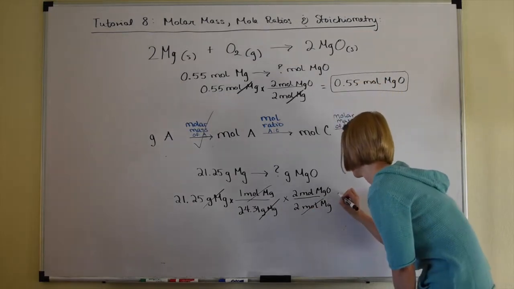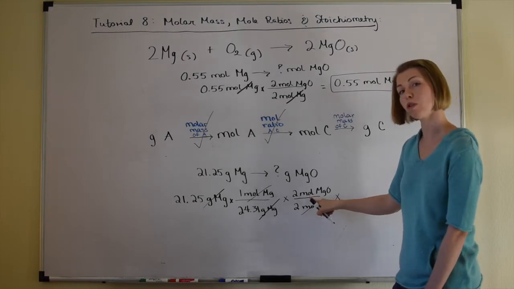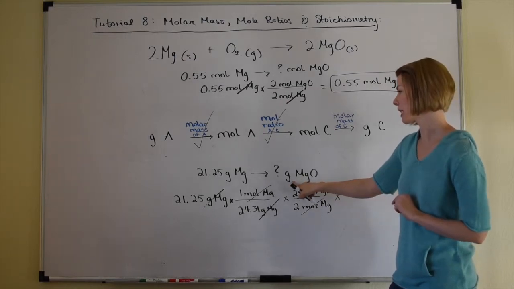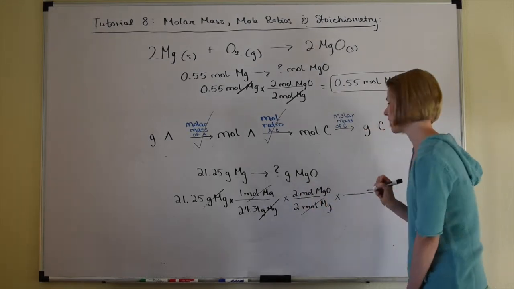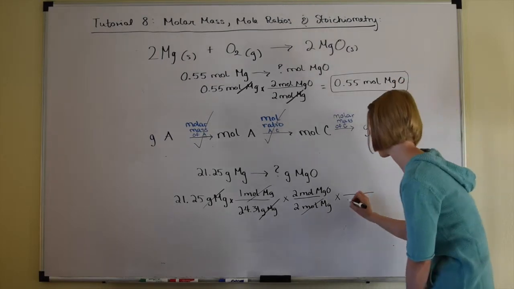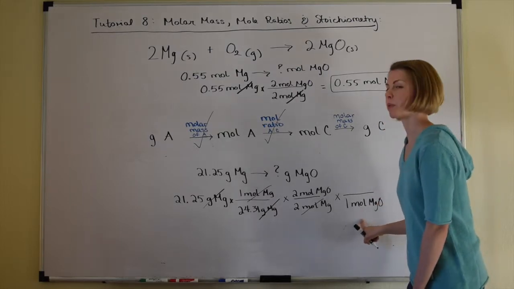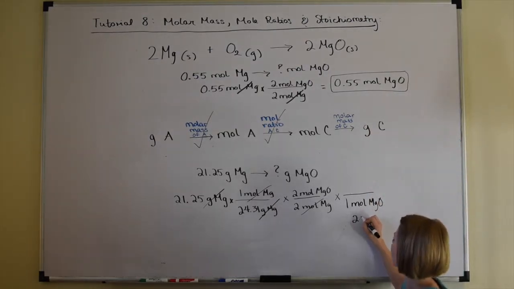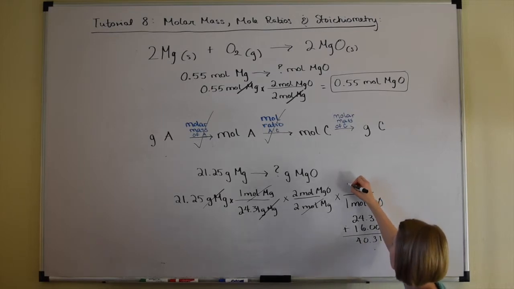Okay? All right. So we just did this step here. And now we have our answer in moles of magnesium oxide, but that's not what we're seeking. We want this expressed in grams. So we're going to do one more step using the molar mass of magnesium oxide. So for every 1 mole of magnesium oxide, remember we got the molar mass by adding the molar mass of the magnesium to the molar mass of the oxygen. And that gave us 40.31 grams per mole.